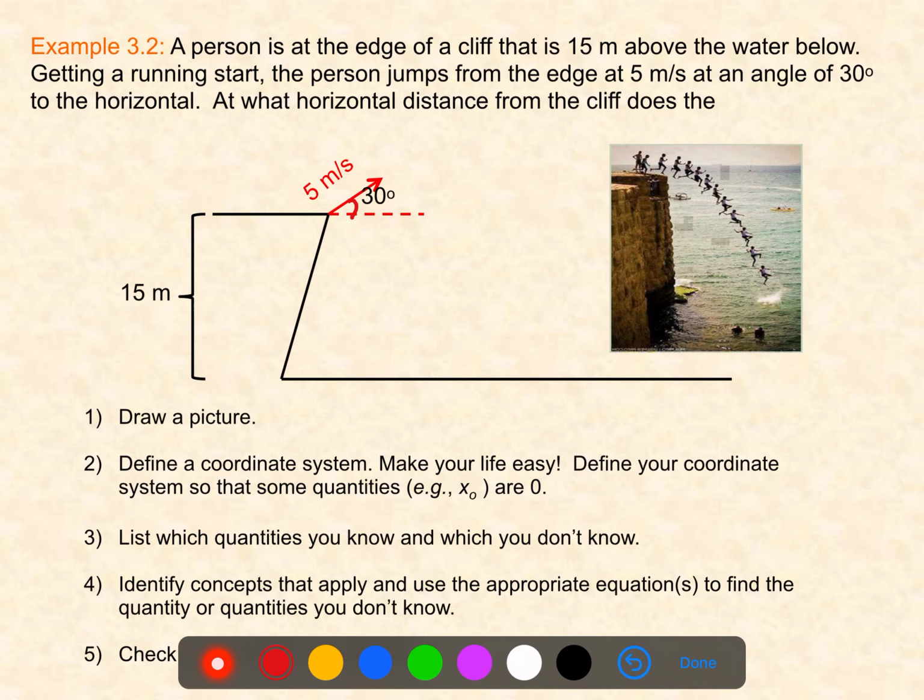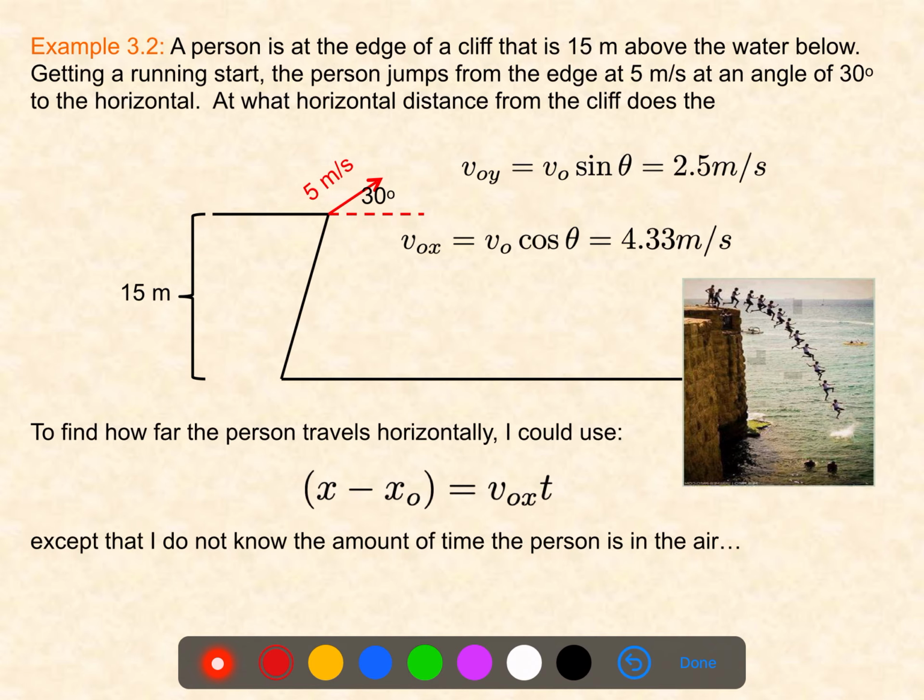In order to use the equations of motion, I'm probably going to need to resolve this velocity vector into its components. I'm going to want to know how much is the initial v in the x direction and how much is it in the y direction. Okay, in order to do that, we use our sine and cosine functions. Okay, so we have some amounts here. We see that it's mostly horizontal and a little bit vertical. And then we want to figure out how far away the person is from the bottom in terms of their horizontal distance from here to here.